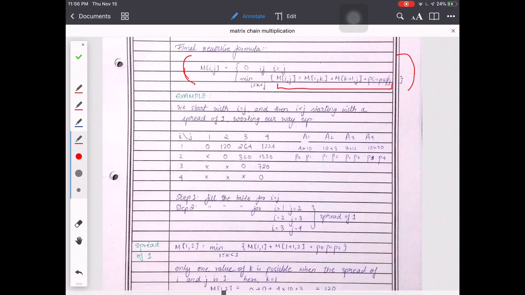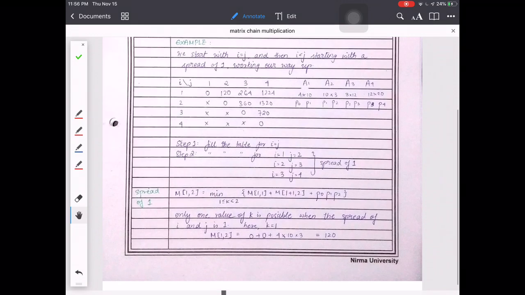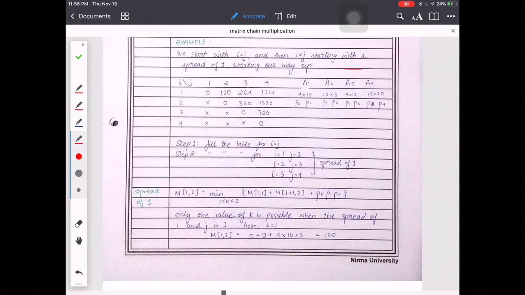So let's see the entire algorithm with an example. Let's start with these 4 matrices. We have A1 to A4, and the dimensions are 4 by 10, 10 by 3, 3 by 12, and 12 by 20. So we'll just write down these notations over here: P0, P1, P1, P2, P2, P3, P3, P4, so that we can reference them later.